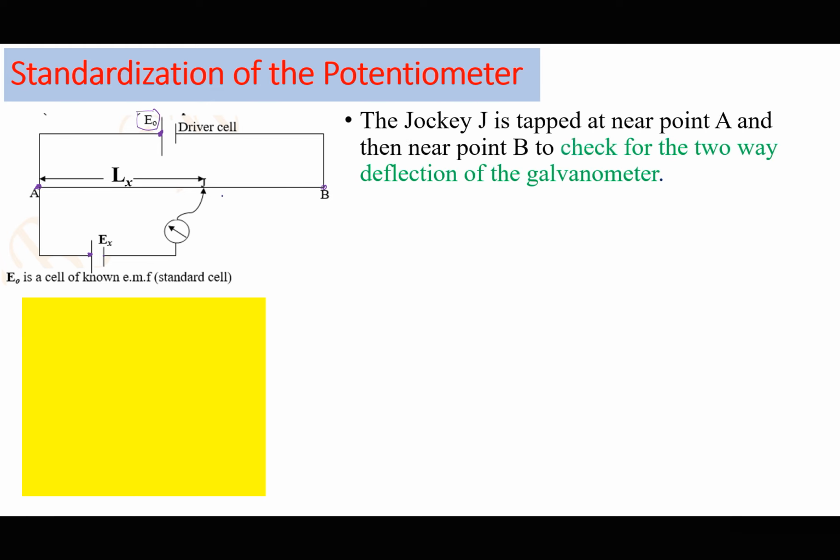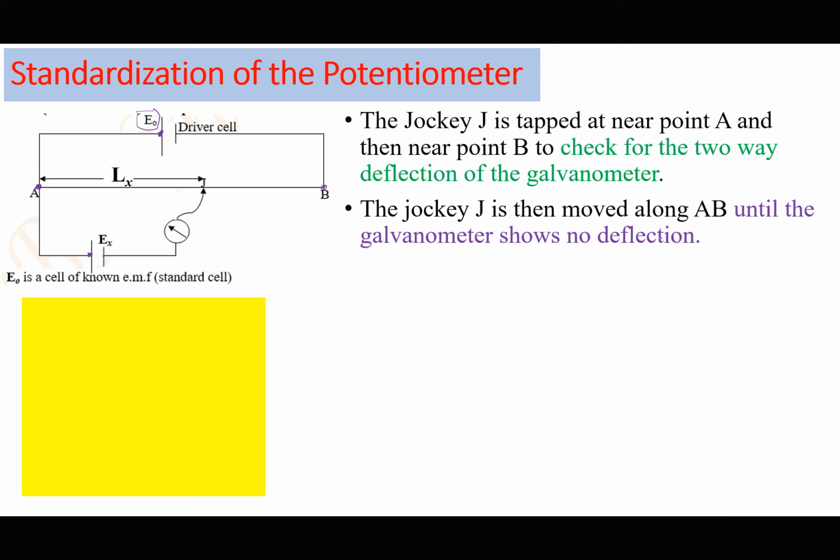So the jockey J is tapped at a point near A to see that the galvanometer deflects in one direction, and then to a point near B to see that the galvanometer deflects in the opposite direction, so that we notice that the galvanometer shows a two-way deflection. Number 2, we now move the jockey. The jockey J is then moved along AB until the galvanometer shows no deflection, or it points to 0.